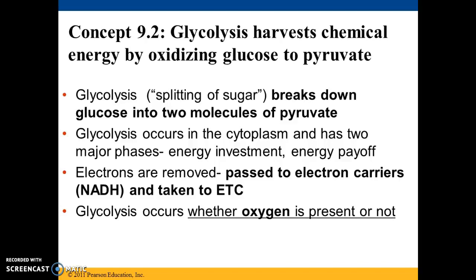The cell has to spend 2 ATPs in order to release 4 ATPs, resulting in a net gain of 2 ATPs. Also through this, in addition to some substrate level phosphorylation, creation of those 2 ATPs, we're also going to see some NADH generated. We'll see some electrons removed from glucose and passed on to this vital electron carrier, who's going to carry those electrons off to the electron transport chain. Glycolysis does occur whether or not there is oxygen present.